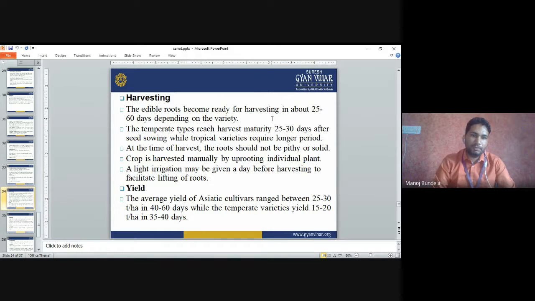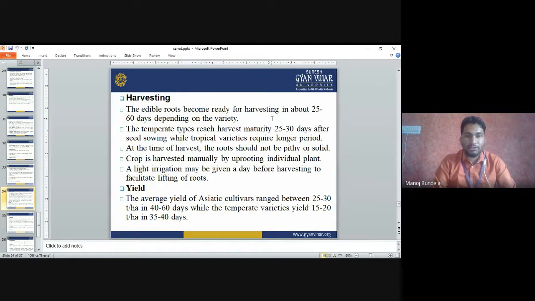It will take minimum 30 days and maximum 60 days. The temperate type of varieties reach maturity in 25 to 30 days after seed sowing, while the tropical varieties require a longer period. Temperate type varieties take only 25 to 30 days for first harvesting, but tropical type varieties take more time.